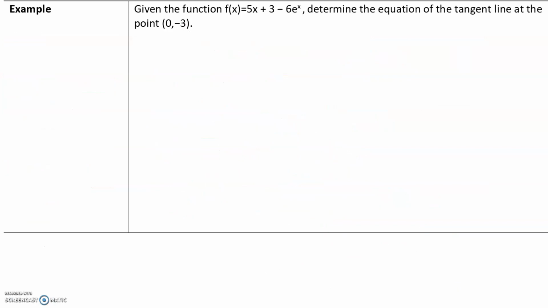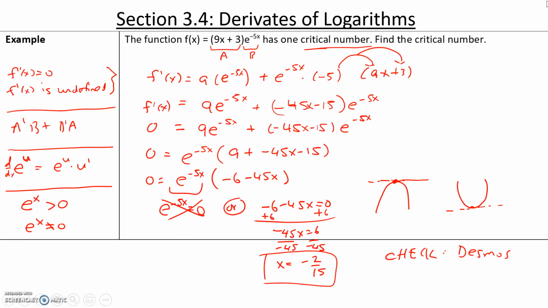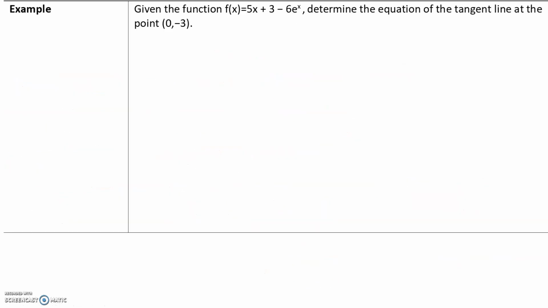Okay, next example. Given the function f of x equals 5x + 3 minus 6e^x, we need to find the equation of the tangent line at the point (0, -3). Now, first of all, the equation of any line is going to be in the form y = mx + b. And f prime of x is the slope, which is the m of the tangent line. So first we have to find f prime, that gives the slope of the tangent line, and then we have to find f prime at x = 0.